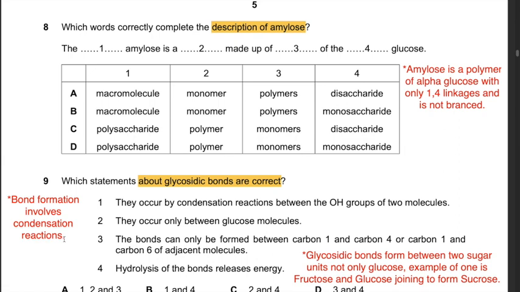Therefore the correct complete description is: the polysaccharide amylose is a polymer made up of monomers of the monosaccharide glucose, not disaccharide. Hence the answer is D.